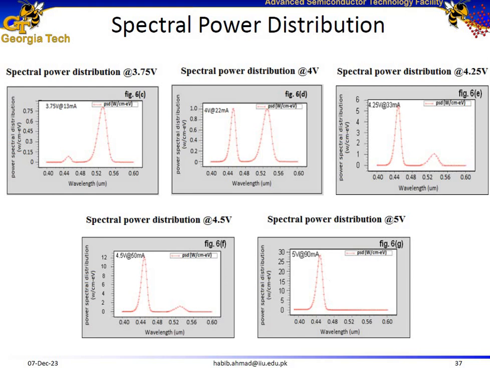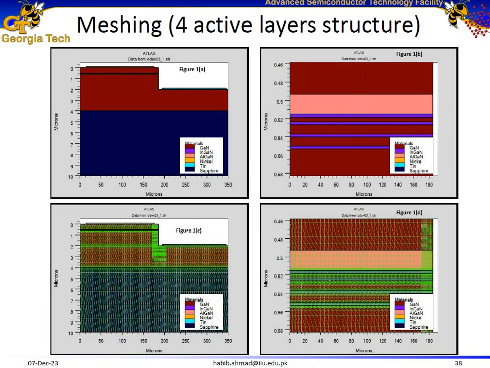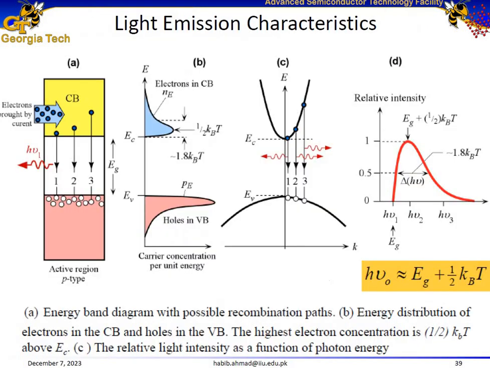And then I applied the same concept to achieve another structure resulting in blue and yellow light emissions, where blue and yellow light emissions combine to form white light. Here is the meshing, and once again the layer description, some figures from Silvaco TCAD. Don't want to go into the details.